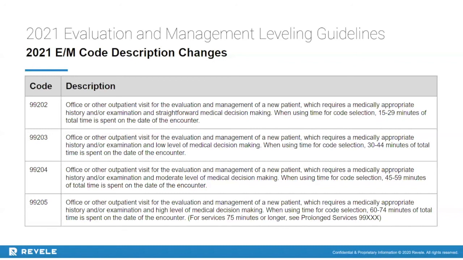And last, 99205 for the new patient office and other outpatient codes, which requires a medically appropriate history and/or examination and a high level of medical decision making. When using time for code selection, 60 to 74 minutes of total time is spent on the date of the encounter. For services of 75 minutes or longer, see prolonged services 9XXX, which we will learn further into the presentation.